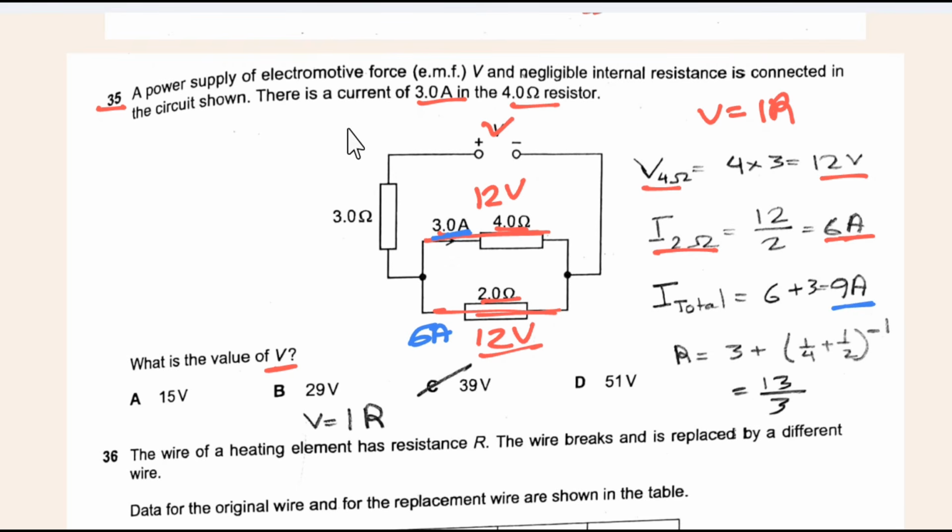So we know the total current, that is 9 ampere. To find the voltage, we know the current, but we need to find the resistance. So what is the resistance? The resistance of the resistor arranged in series plus the resistance of the resistors arranged in parallel, that is 4 ohm and 2 ohm. So we get the resistance. Now V is equal to IR. We multiply I with R to get the voltage, that is 39 volt.